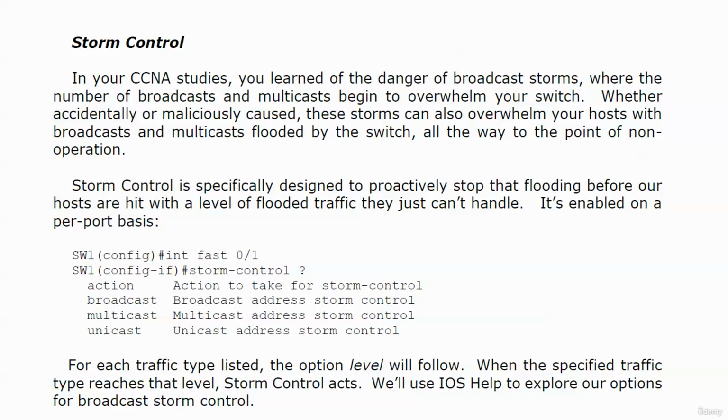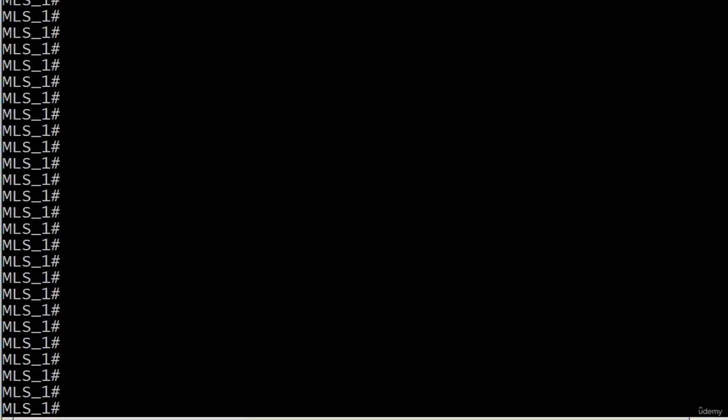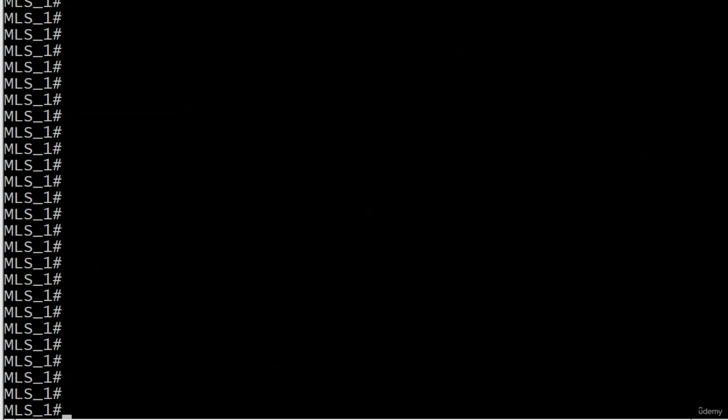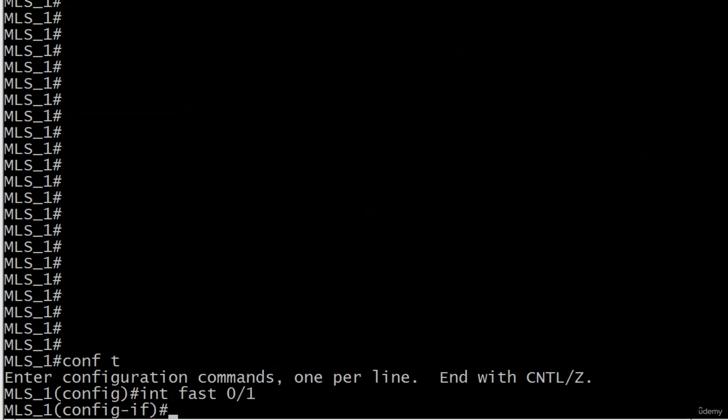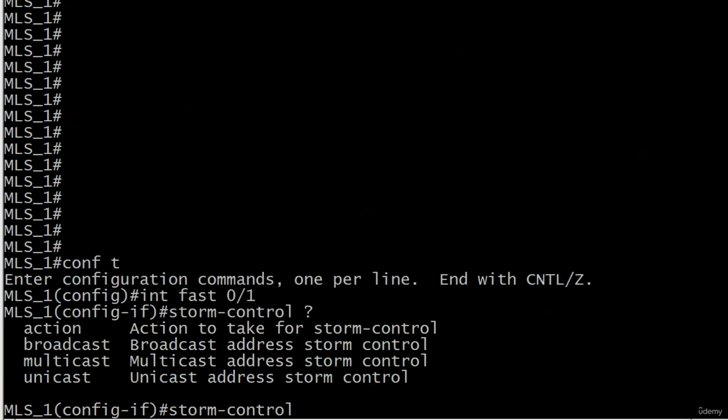I'm going to go ahead and bring the live equipment up here. Squeeze that right back down. And let's work on interface fast 0/1 in this one. The command is storm-control with a hyphen. So if you just type storm control, you start getting unrecognized command. Now you know why. We've got a couple of options. It's really simple. This is a powerful feature. It's very simple to configure. Just one small numeric gotcha that we're going to take a look at here in this lab. We have first the action to take for storm control. We'll talk about that after we look at broadcast, multicast, and unicast.